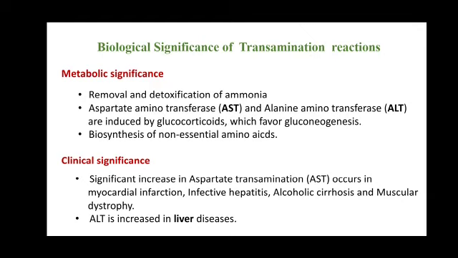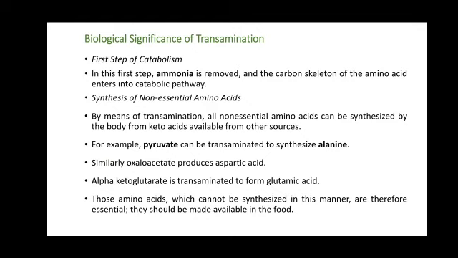When it comes to clinical significance, AST is increased in myocardial infarction, and also in infective hepatitis, alcoholic cirrhosis, and muscular dystrophy, whereas ALT is increased in liver diseases. And in the first step of catabolism, the ammonia is removed and the carbon skeleton of the amino acid enters into the catabolic pathway.